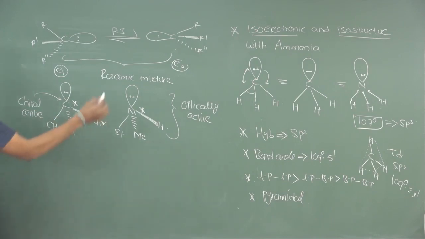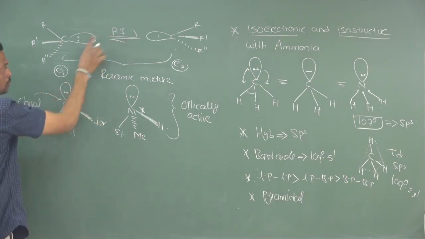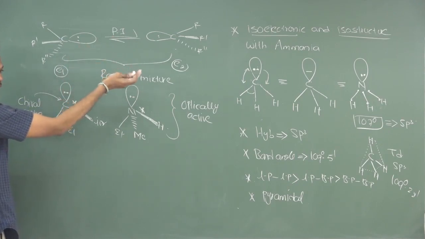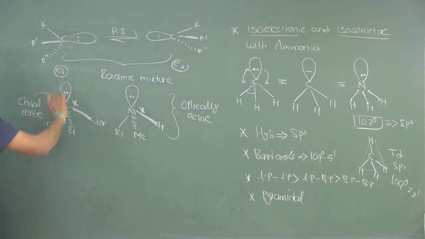What is PI? Pyramidal inversion. Now is it a pyramid or not? The pyramid is going exactly to the opposite side. That's why it is inversion. What does this symbol indicate? Chiral center.